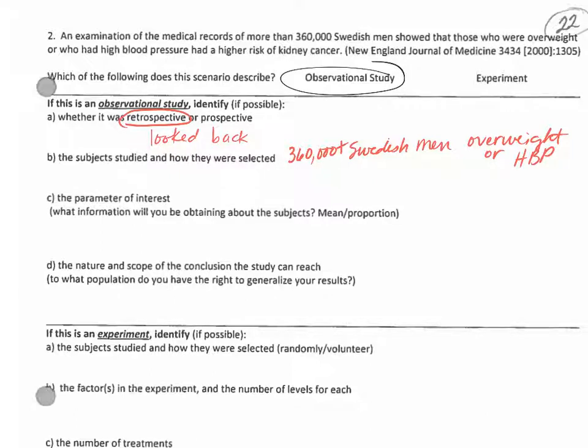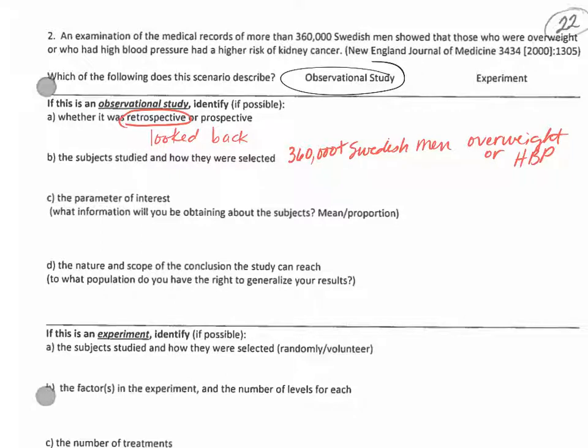Okay, the parameter of interest. So this is what we hope to conclude about the whole population. What are we trying to figure out? Okay, we want to find out if they had a higher risk of kidney cancer.